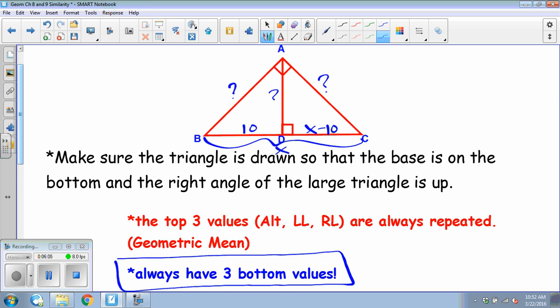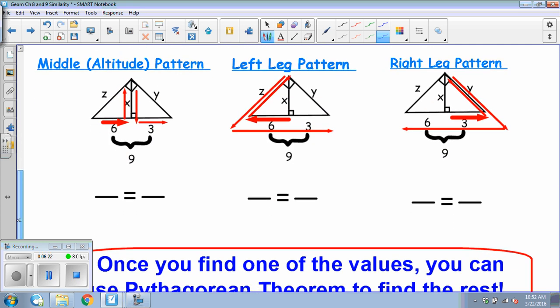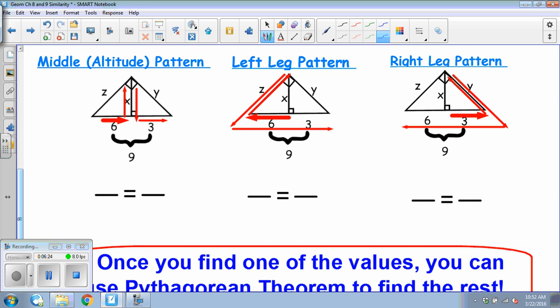Okay? And so you need to always have the 3 bottom values assigned, because we're always going to be plugging those 3 values in, in some way, shape, or form, into our proportions. So you need to know what goes with each thing. Okay? Now, here are our patterns. I'm going to let you copy this down, and then we're going to talk about it.